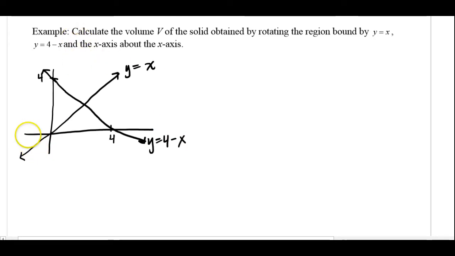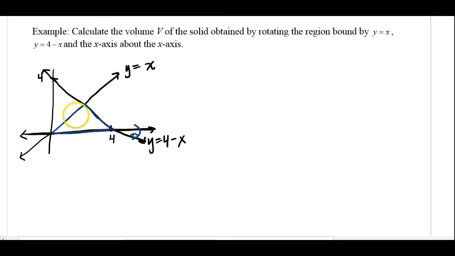And I'm bound by the x-axis, so that's already been drawn for me here. So the region that I'm talking about, the region of intersection of all three of those, is this triangle shape right here. So this is the region that I'm going to rotate about the x-axis. The intersection of y equals x, 4 minus x, and the x-axis, the part they all have in common, is this triangle, and I want to rotate that around the x-axis.